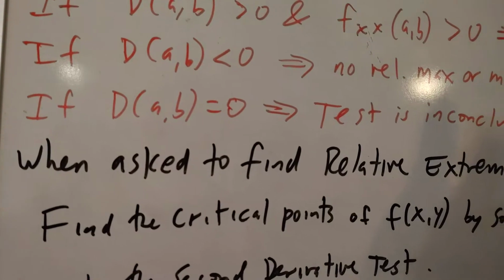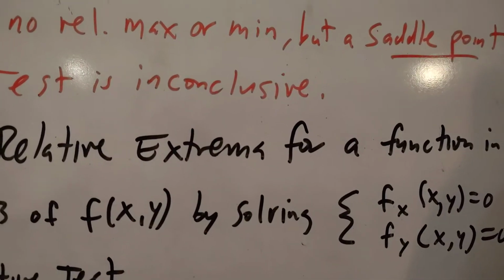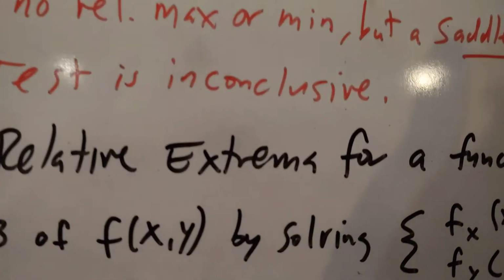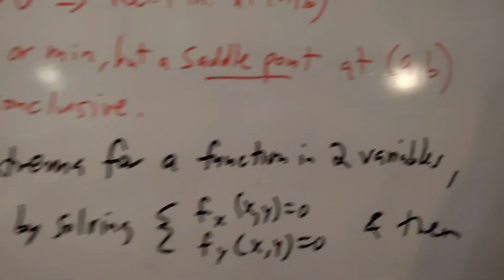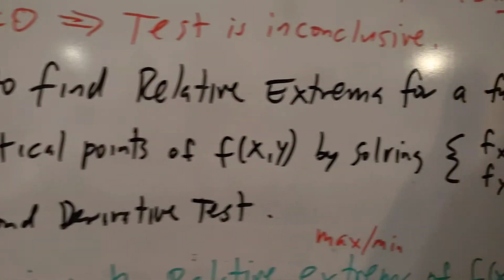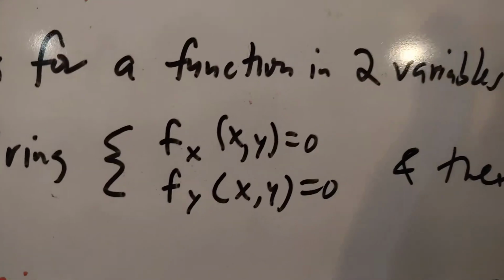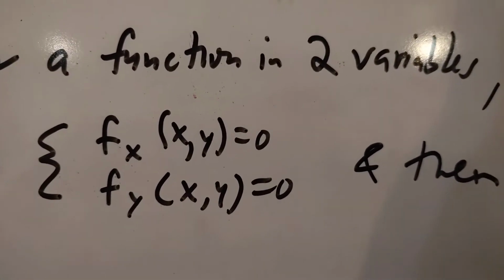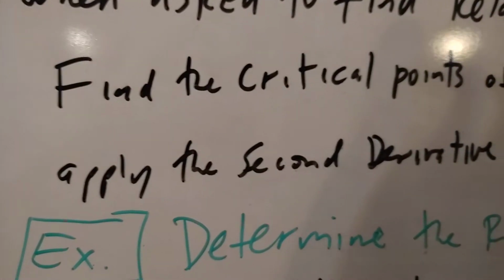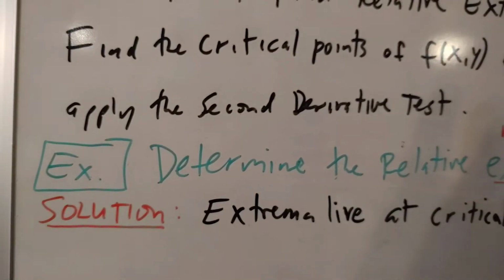Okay, so when you're asked to find relative extrema, I mean either maxes or mins, so relative max, relative min, that is the same thing as saying relative extrema. For a function in 2 variables, what you want to do is first find the critical points of your function in 2 variables by solving this system of equations, your first order derivatives equaling 0. And then apply the second derivative test. So let's take a look at an example.